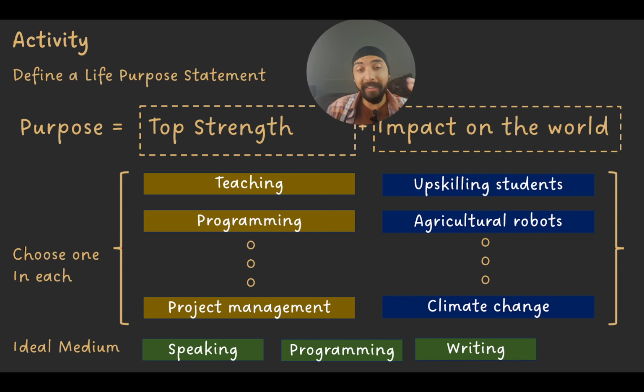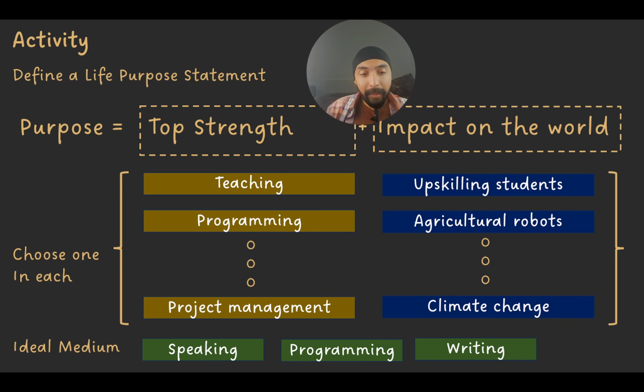And what is it that I'm willing to spend so much time towards? What impact do I want to have on the world? For Peter, is it upskilling students? Essentially, is it teaching? Is it agricultural robots? Is it climate change? If you are a viewer, for you it could be something else, so you can sit down and brainstorm if you are also looking to build a meaningful career.